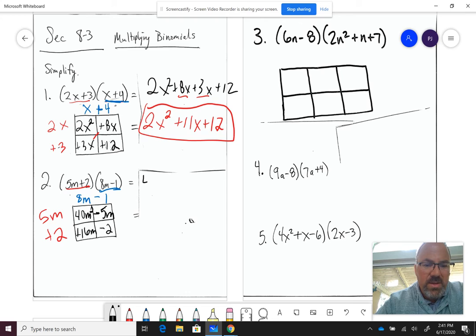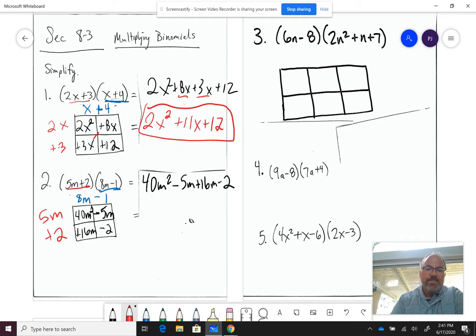Write out what you got. 40m squared minus 5m plus 16m minus 2. Where are those like terms going to be? They should be right here in the middle. They should be the diagonals. And then when I add them together, 40m squared stays the same. Negative 5m plus 16m is positive 11m, minus 2.